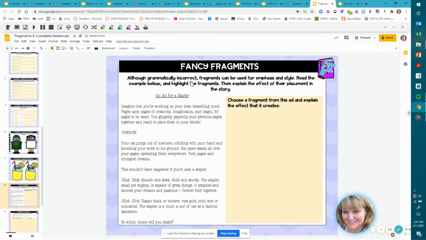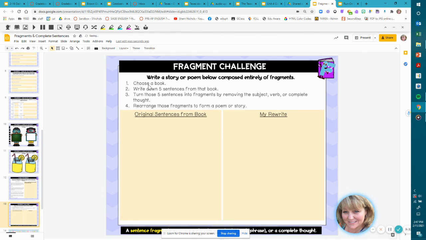On this one, fragments can be used for emphasis and style. Read the example below and highlight the fragments. Then explain the effect of their placement in the story. So you're going to read this entire story, choose a fragment from this ad, it's actually an ad, and explain the effect that it creates. And on this one, write a story or poem below composed entirely of fragments.